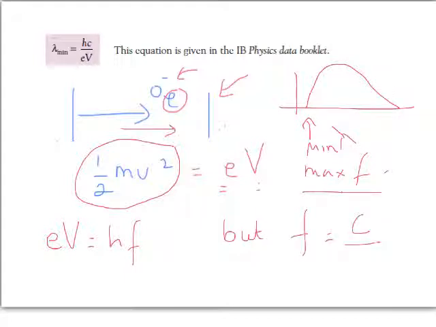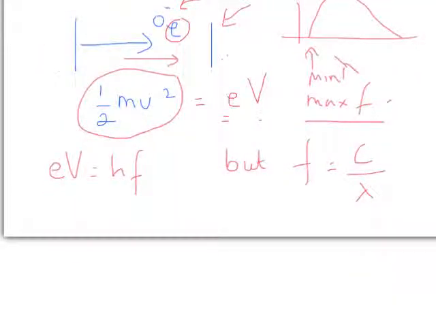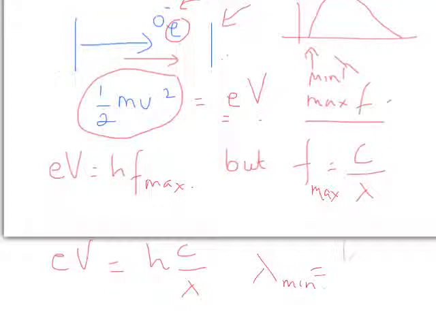frequency is the speed of light over the wavelength. So if we put these two together, we would have eV equals hc over lambda, which gives us our formula, or relationship, which rearranging would give us lambda minimum. Okay, because remember we started with the maximum frequency. Yep, so now we're going to look at the minimum wavelength, which is the same, equals hc over eV.